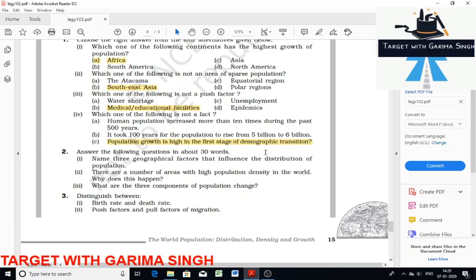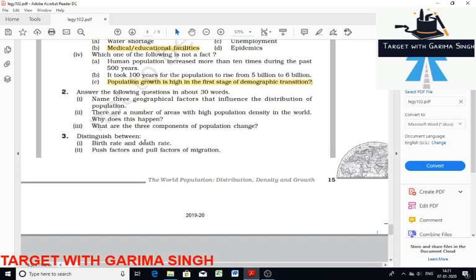So population growth is high in the first stage of demographic transition. Then question number 2. These are small questions. Name 3 geographical factors that influence the distribution of population. Availability of water, landforms, then climate, soil. Fertile soil is most important for agriculture. Then climate: people prefer living in areas that do not have extreme climate conditions. Landforms: people prefer to live in flat plains.